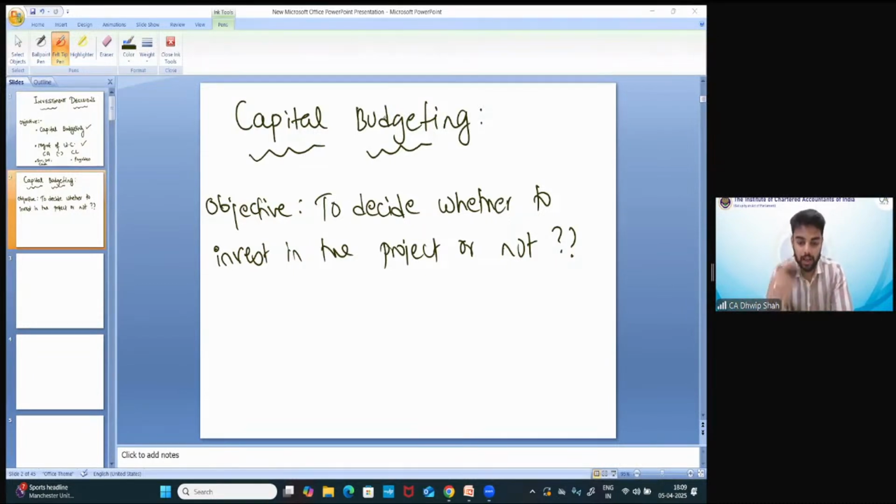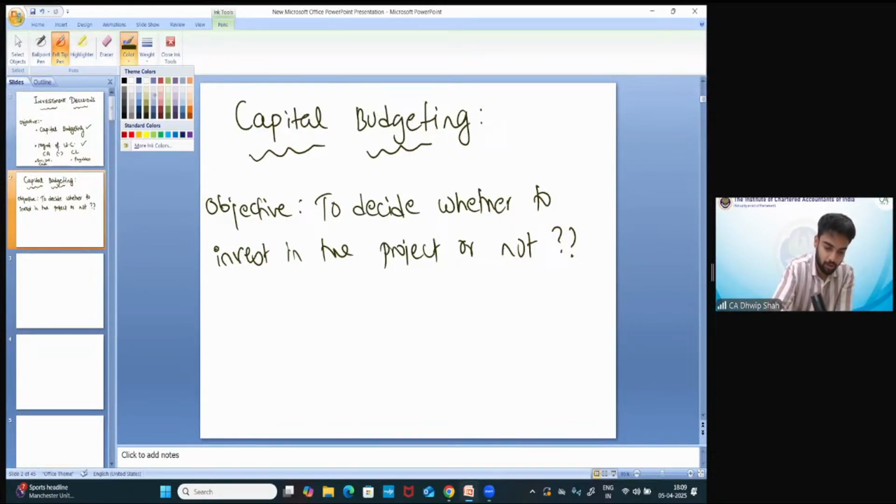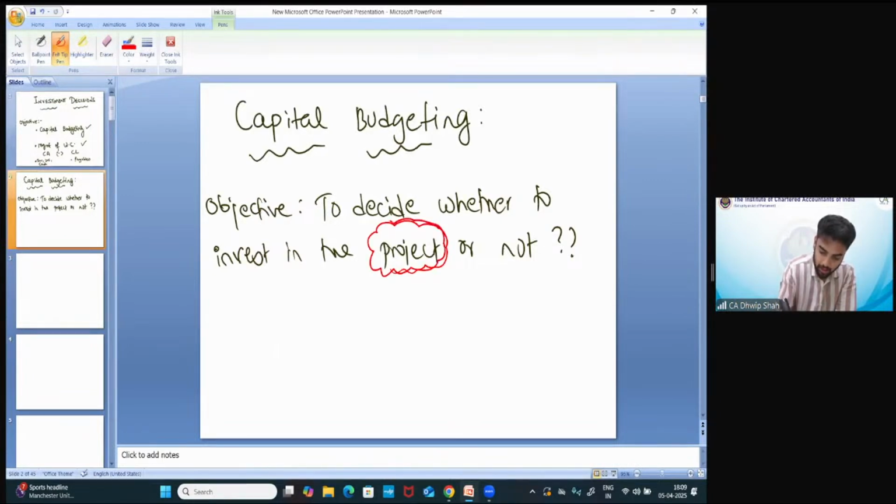Okay. The objective of the capital budgeting chapter is to decide whether to invest in the project or not. That is the one decision you have to take, whether to invest in the project or not. Now tell me, what do you mean by the term project? Hey, are we talking here about your school and college project? No, this is from a business perspective.